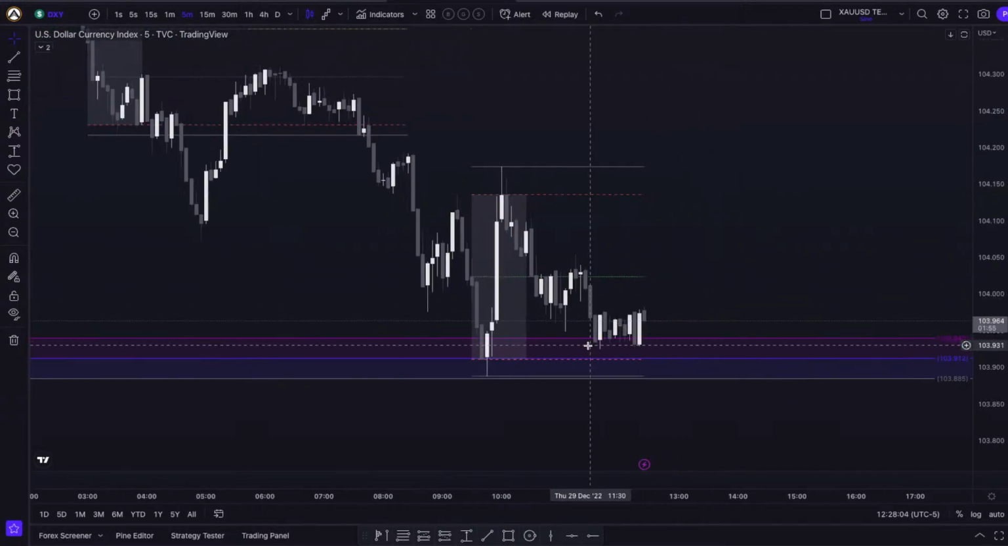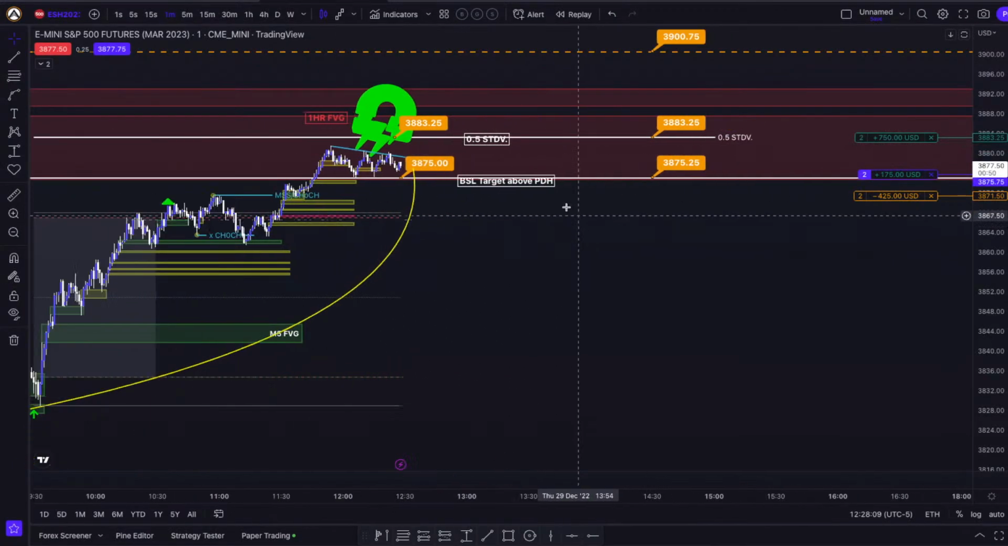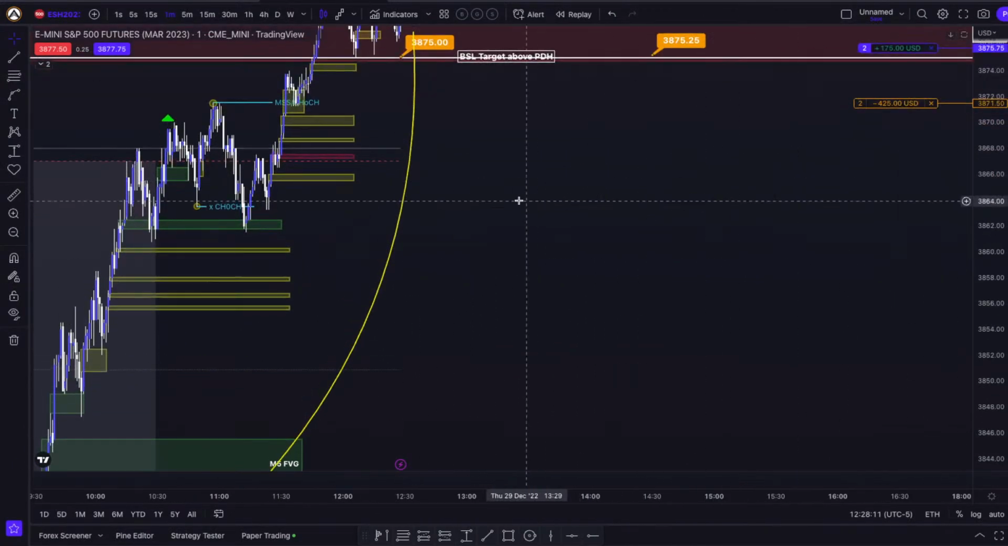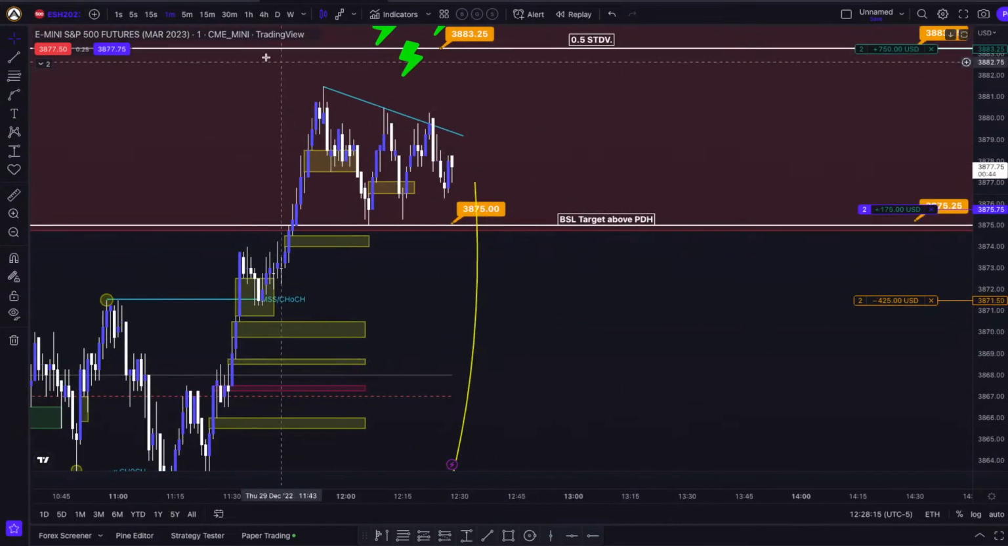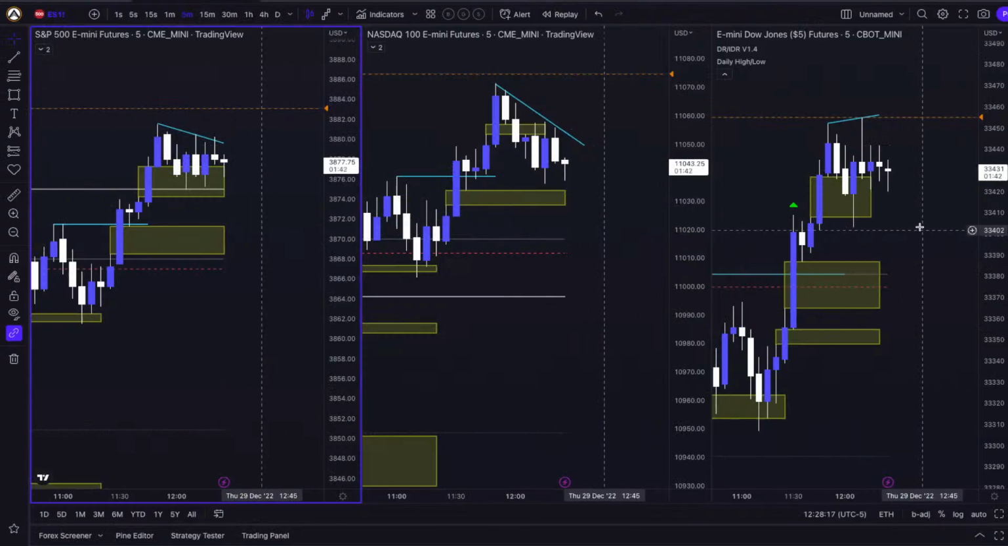And right now we are consolidating. This might also be the reason for our indecision right here on the SP 500. This consolidation, where is it going to go? That's the question. Let's compare our three indices.